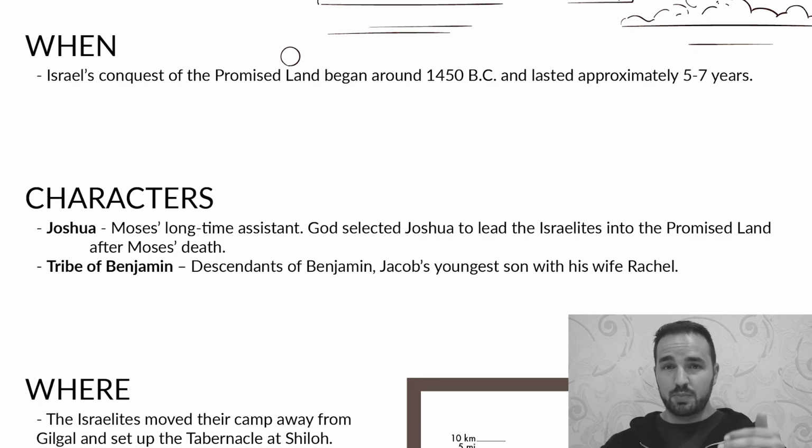We have the tribe of Benjamin. Benjamin, if you remember all the way back in the book of Genesis, was the youngest son of Jacob with his favorite wife, Rachel. And so the tribe of Benjamin is his descendants.